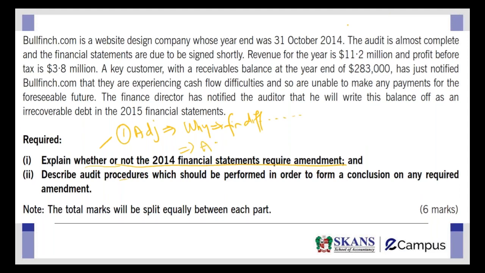Then you'll have to explain the adjustment. So even if she doesn't ask, because she hasn't done it, you'll have to write that the receivable will need to be written off, and therefore your receivables will go down by 283,000. Because I've been given the figures of revenue and profit before tax, this is an indication that there are separate marks for commenting on materiality. So if you can do this, you should, and we can do this in this scenario. This is material because it's 7.4% of PBT and 2.4% of revenue.